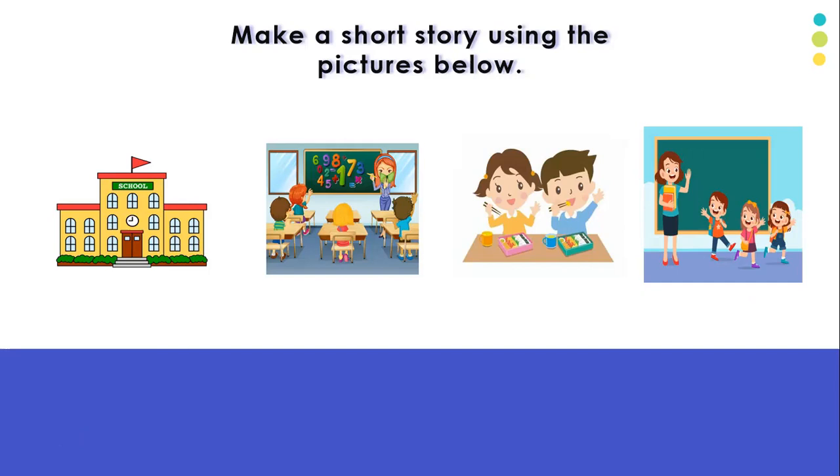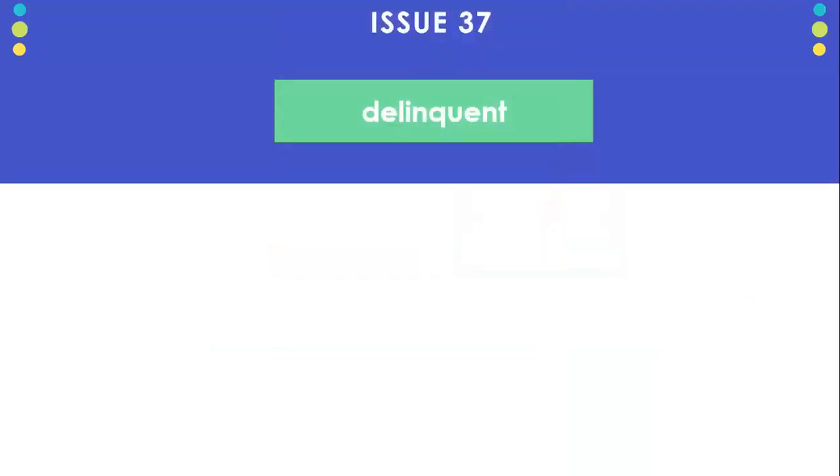Okay, so let's go to the words. New words. Please read the first one. Delinquent. That's correct. It's not a very common word, but do you have any idea what delinquent is? A delinquent kid. Just guess.